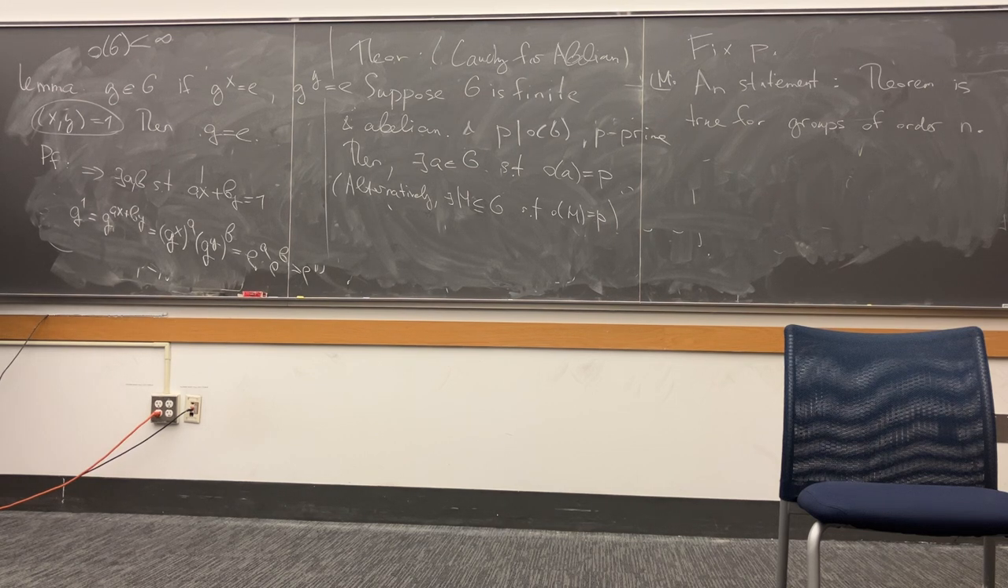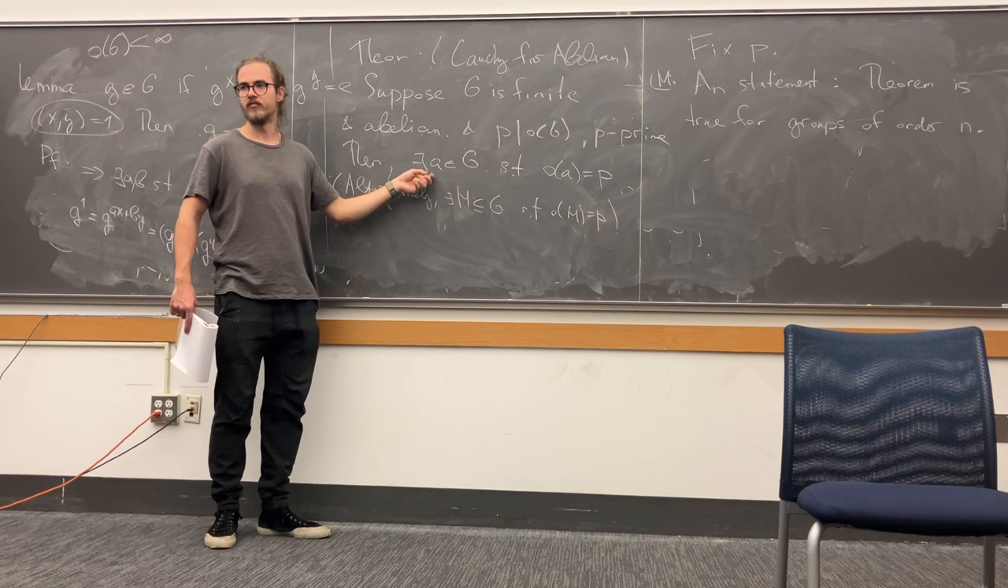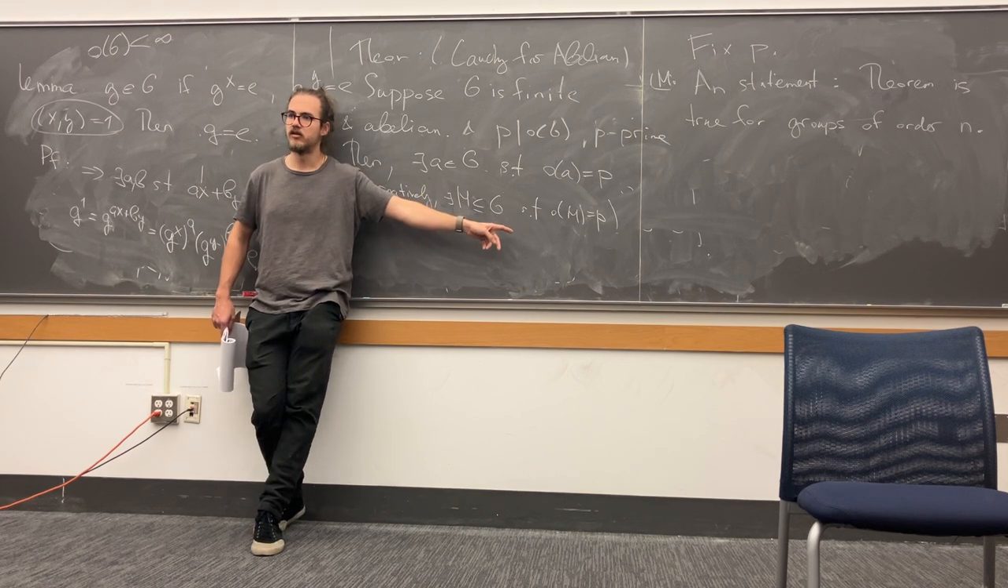I understand the alternative part, but I don't know why there is this A belonging to G such that there is a cyclic subgroup. We didn't prove it yet. Do you understand how to go from this claim to here? H is a subgroup, but why is H cyclic? You should prove to yourself that every group of prime order is cyclic. Then you show that you get a contradiction.